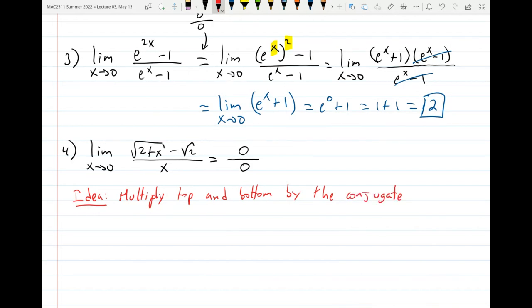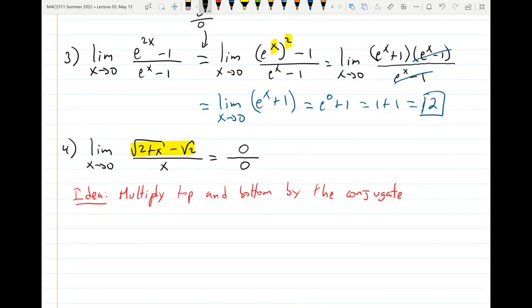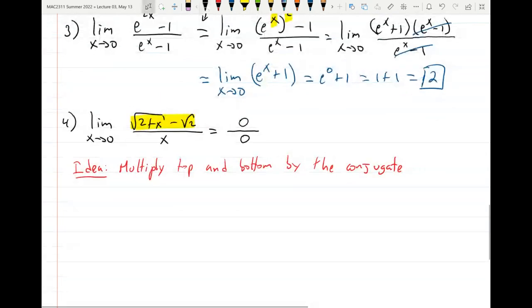Remember, conjugate is the same expression, but just change the symbol. In this case, the conjugate of the numerator is going to be the same, but instead of a minus, we put a plus. Okay. If it would have been a plus, then we'll put a minus. All right, let's do it. And let's see what we obtain.